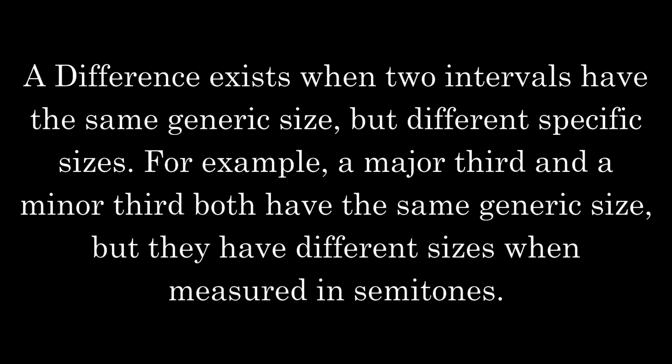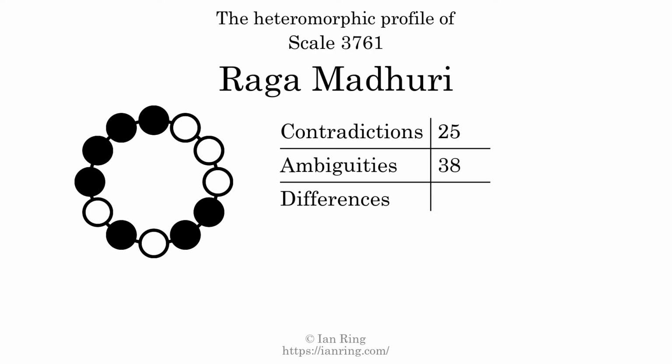A difference exists when two intervals have the same generic size, but different specific sizes. For example, a major third and a minor third both have the same generic size, but they have different sizes when measured in semitones. The number of differences in this scale is 102.